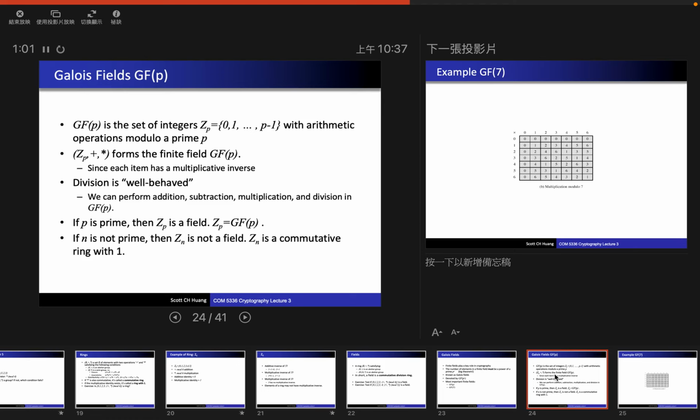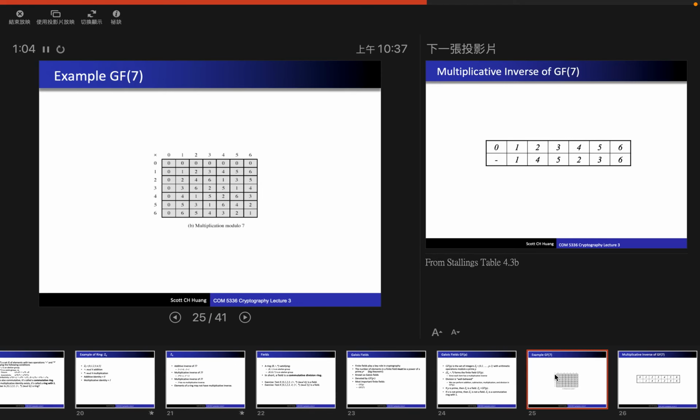Let's take a look at the multiplication table of GF7. We know that 7 is prime. For each row, if you find an element which has the entry 1, that means it has a multiplicative inverse. So indeed, in each row there is a 1, which means we do have an inverse for each row. If there's some row where you cannot find any 1, then it's not a field.